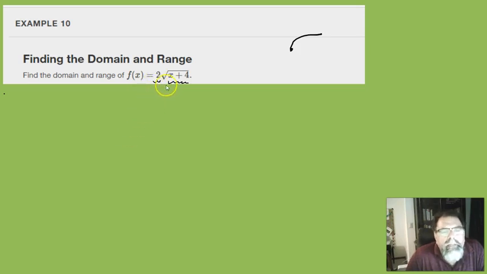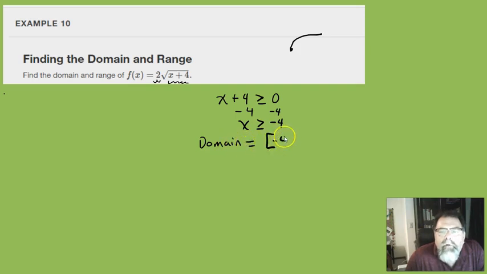We're going to learn in a later section what the actual effect that is to the graph. So don't worry about it too much right now. Just go back to our idea that the radicand has to be, for the domain, the number under the square root, if it's an even root, has to be greater than or equal to 0. So we solve that. So x is greater than or equal to -4. So our domain's going to be -4 to infinity.